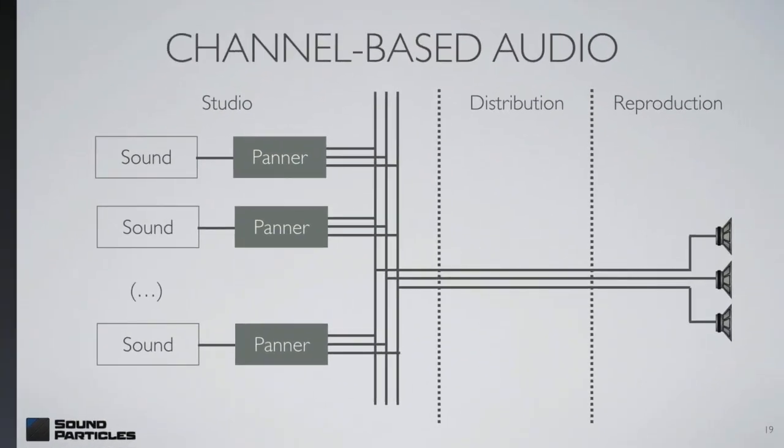With the channel-based audio, what we have seen now, we have our sound, and most of the time it's in mono. Then we're going to have a panner that is going to distribute the sound to the several channels. We get all of those channels, like 5.1, and then during reproduction, each one of those channels is going to be reproduced by a single speaker.